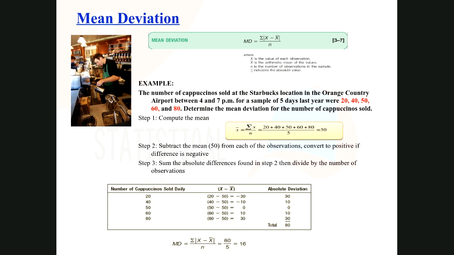On the left-hand side, you have the number of cappuccinos sold daily. You have the number sold minus the mean. We get these numbers: minus 30, minus 10, 0, 10, and 30. This is the absolute deviation, so this should always be positive because you're taking the absolute value of negative values as well. And you have a total of 80. So the mean deviation is the total of the deviations divided by the number of observations, 5, which is 16. That is your mean deviation.